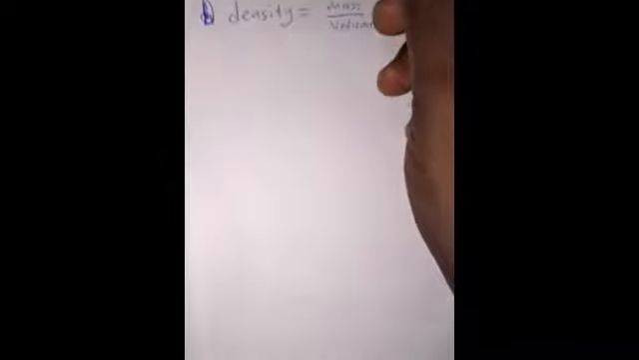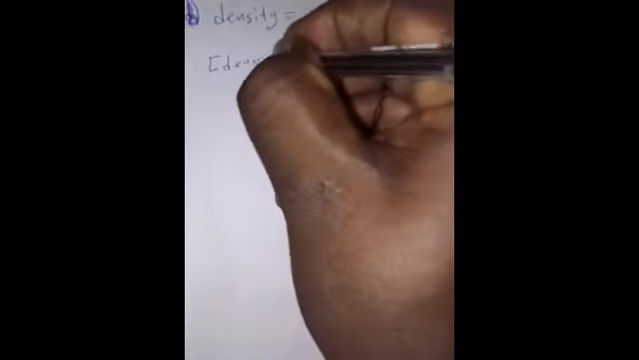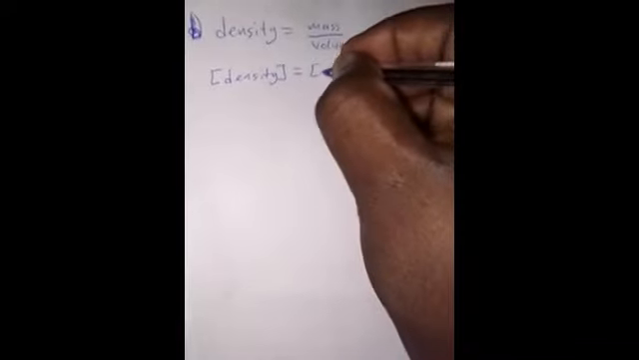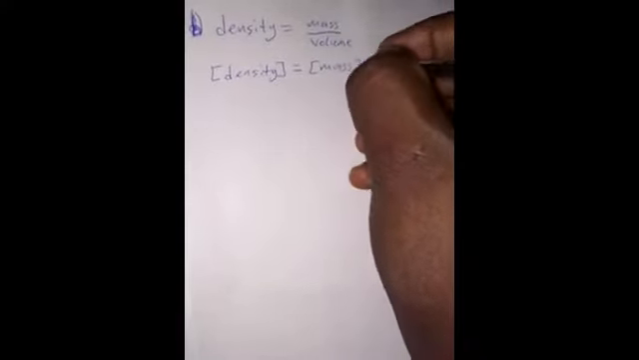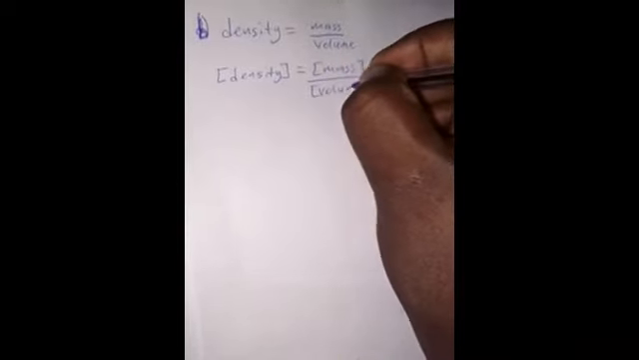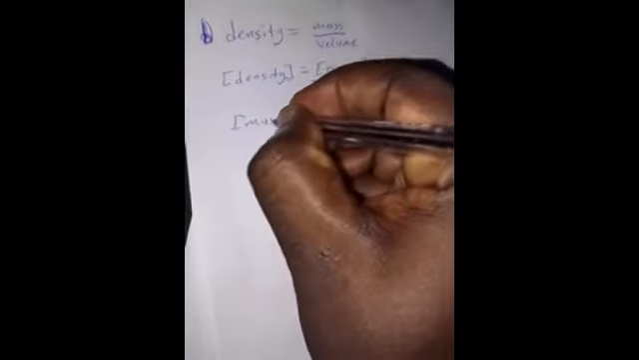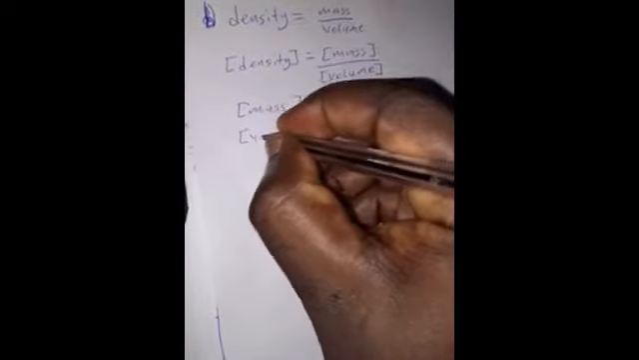Now I want the dimension of density. So I'll be using the symbol which is dimension of density. Then it becomes dimension of mass divided by dimension of volume. So now the dimension of mass, to be very clear, is equal to capital M, and the dimension of volume.